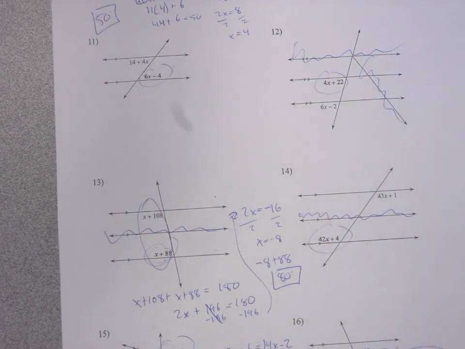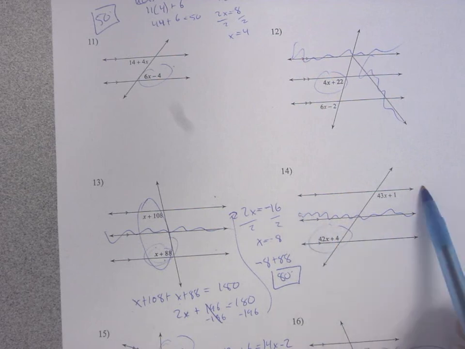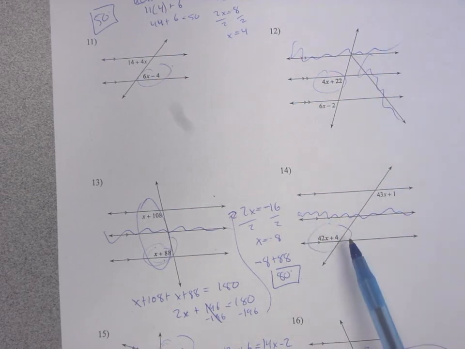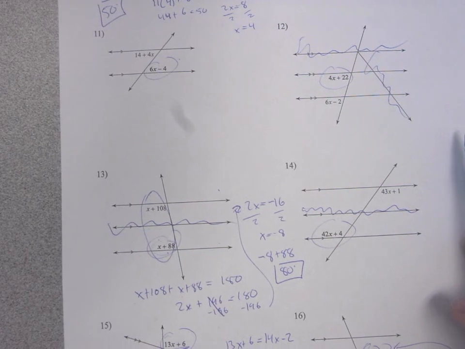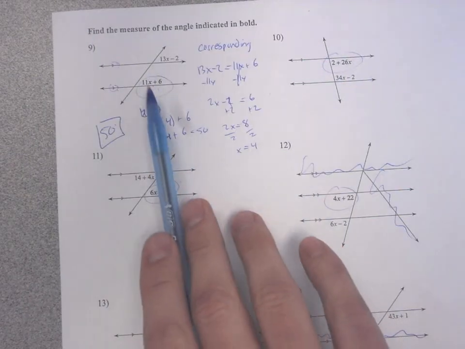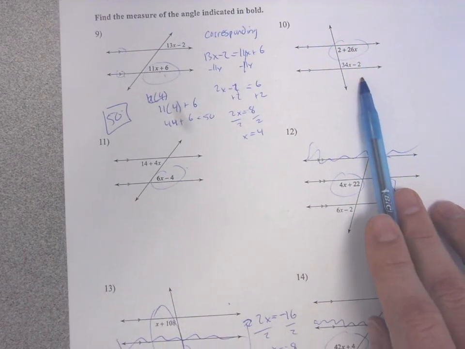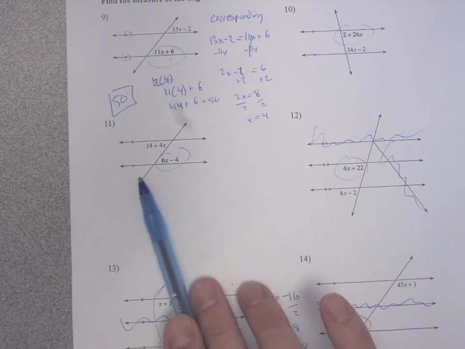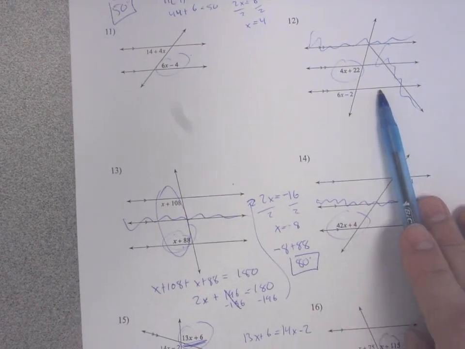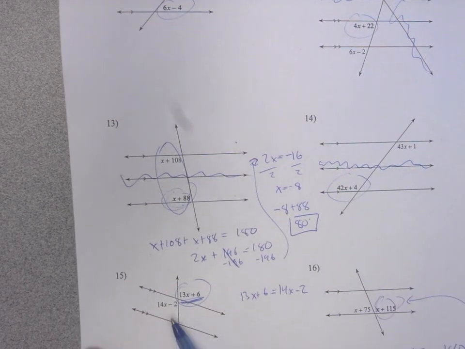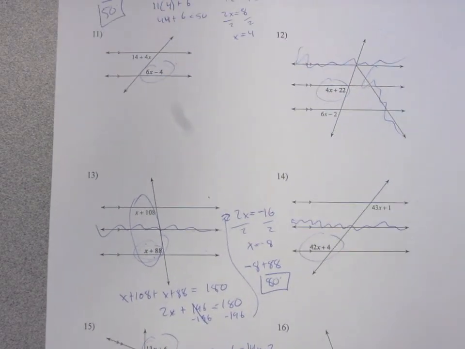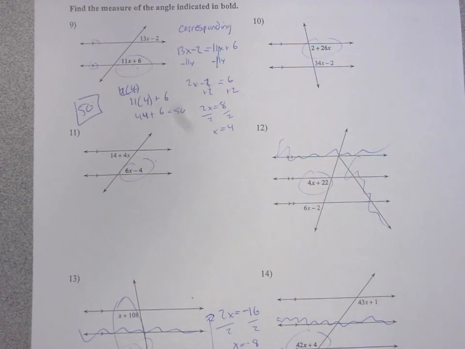Ignore that one for a second. We've got this parallel line and this parallel line and this transversal. That means these are alternate interior angles. Okay? So, corresponding, consecutive interior, alternate interior, vertical, linear pair. So that's not all of them, but that should help you get started.